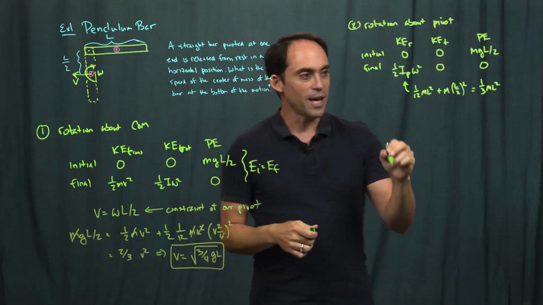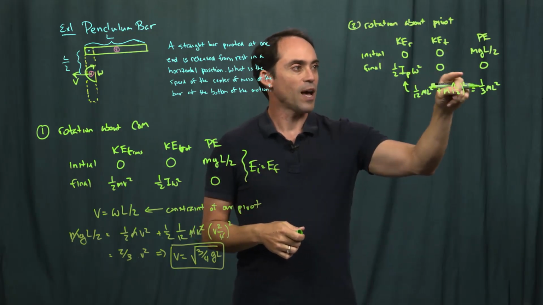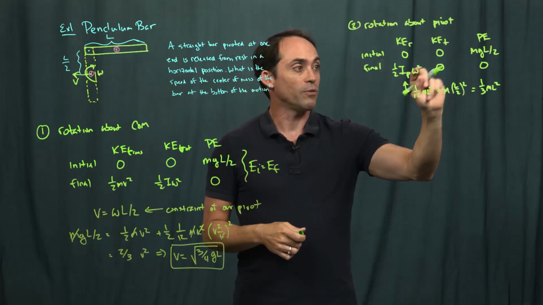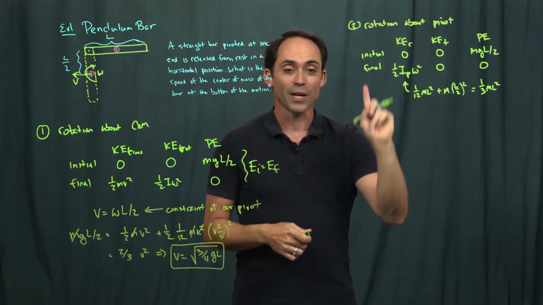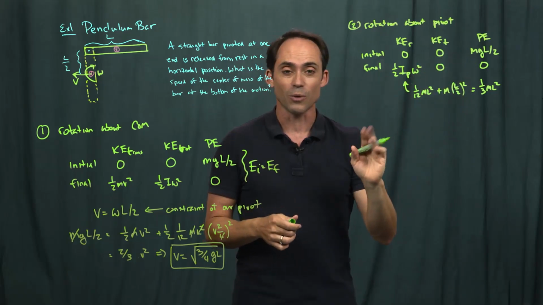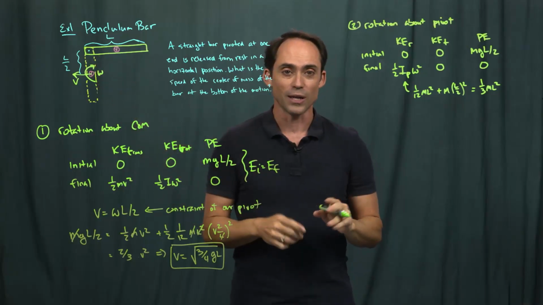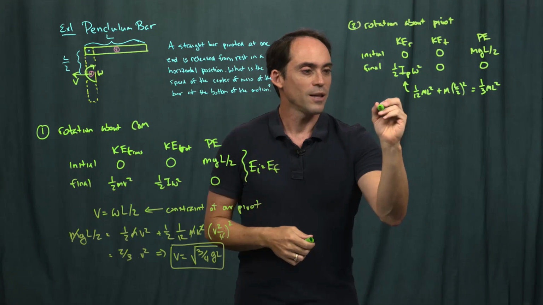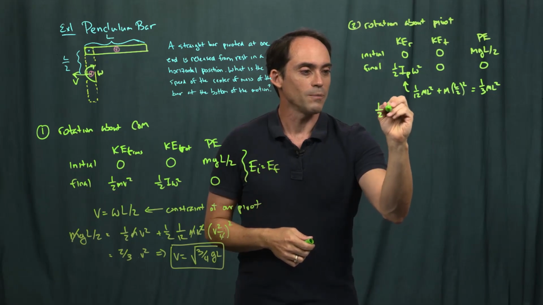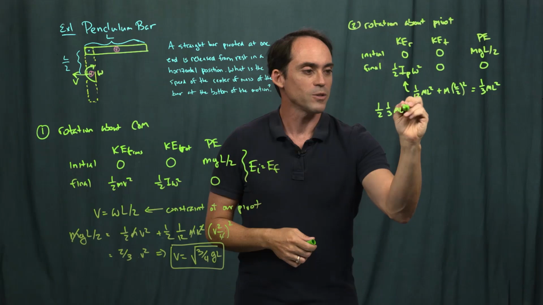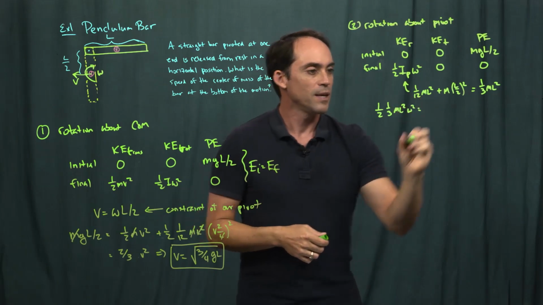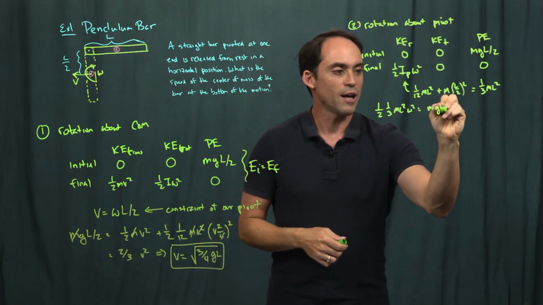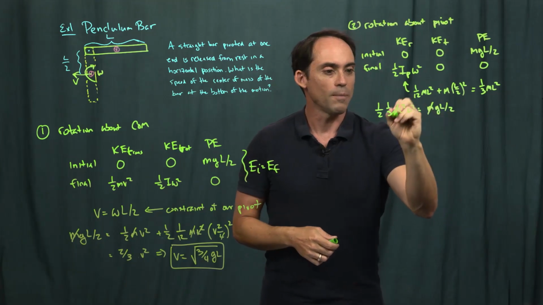Well, let's see how that does. So again, we've got actually just one equation now, and in fact, we've only got one unknown, so we don't even need our constraint equation because I've chosen the pivot point to be a point at rest. So I can immediately write down that 1/2 times 1/3 mL squared omega squared is equal to mgL/2. Our masses cancel.